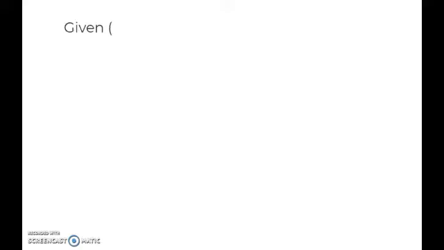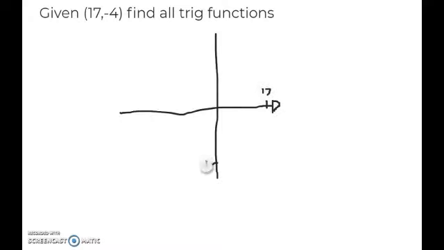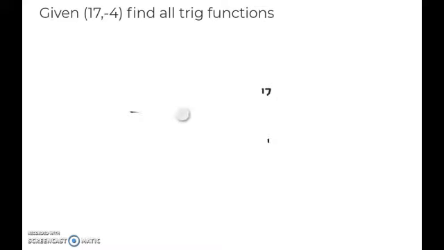Alright, so given the point 17, negative 4 on the coordinate plane, find all the trig functions. First you draw your graph or diagram again. You label the points where they're at, 17 for x and -4 for y, and you draw your line to the terminal side or the origin. But I'm using a diagram that I made already.